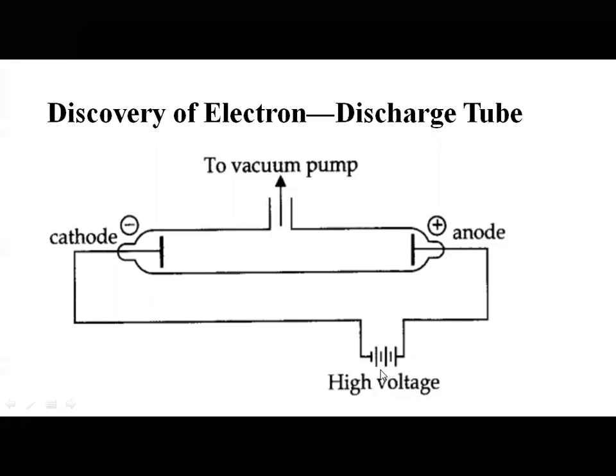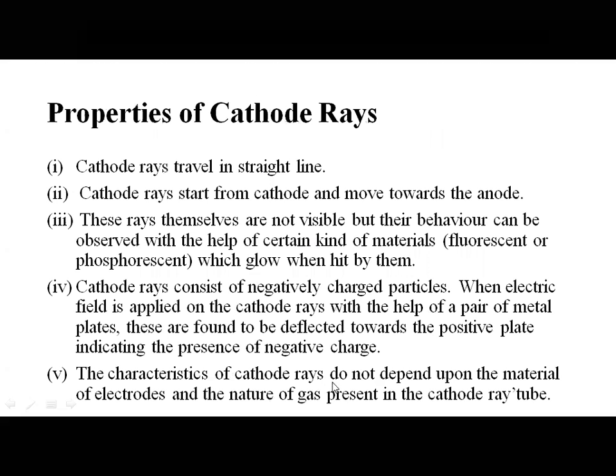Further, what the scientist did was he changed the material the tube was made of, and inside, he used different gases. He found that the cathode rays did not show any change. The characteristics of the cathode rays did not change when he changed the gas. So he came to the conclusion that the characteristics of the cathode rays do not depend upon the material of the electrodes and nature of the gas. So these were some of the properties of cathode rays.